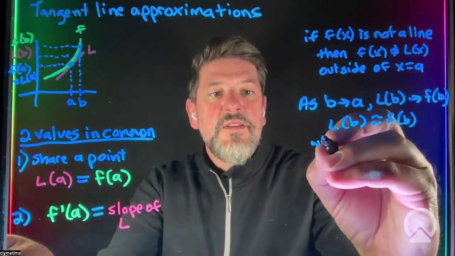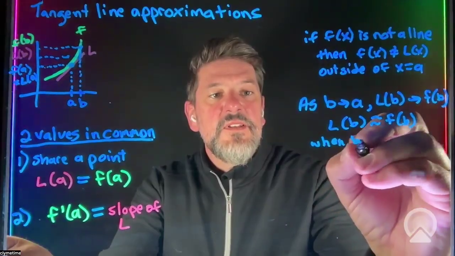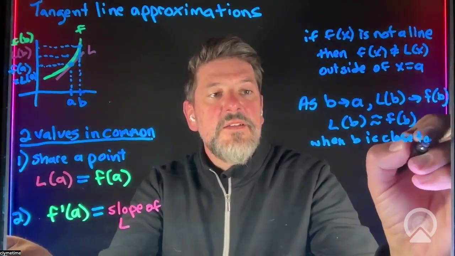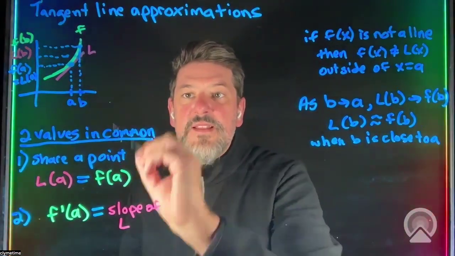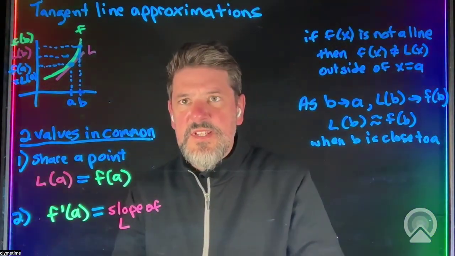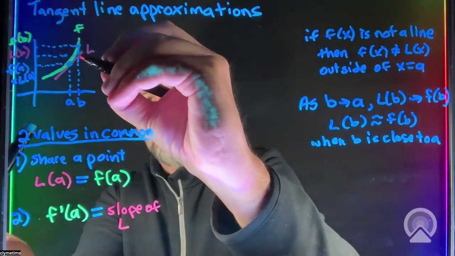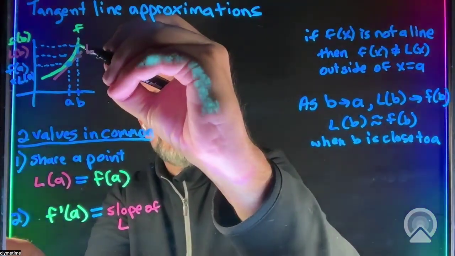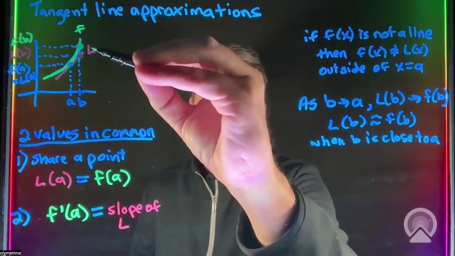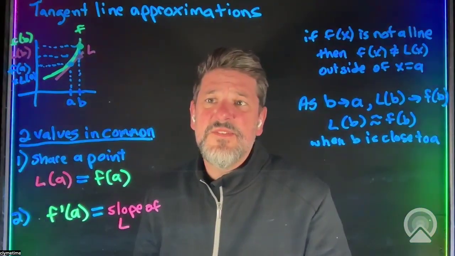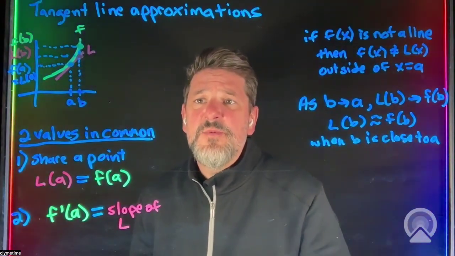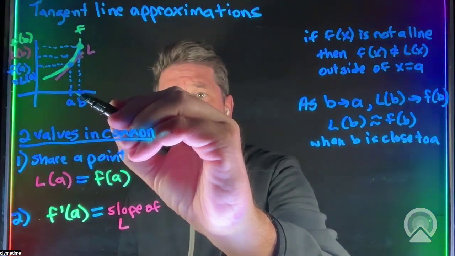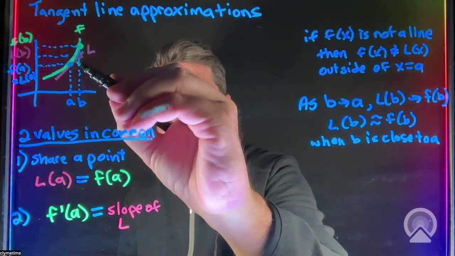So when B is close to A. So while they are not the same value, and you can see the pink one here and the green one here, those are not super close to each other. Okay, so there's a pretty decent gap there. They're not that close to each other at that spot. But that's because my B is way over here. If my B was much closer to A, then they would be very close to each other.